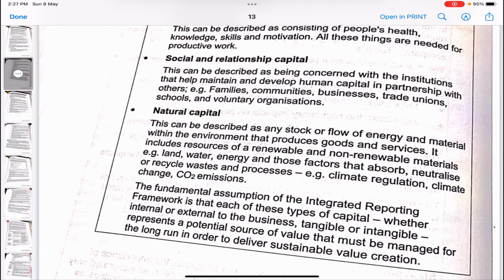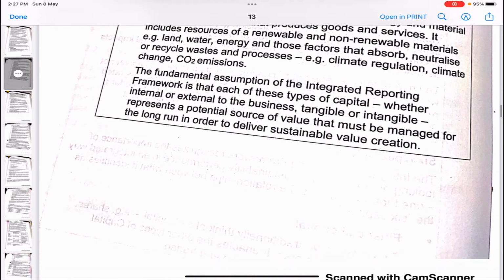Then we have social and relationship capital. So this can be described as being concerned with the institutions that help maintain and develop human capital in partnerships with others: families, communities, business, trade unions, schools, and voluntary organizations. So, social and relationship capital is concerned with the institutions that help to maintain and to develop the capital. Like families, communities, businesses, trade unions, schools, and all of these come under the social and relationship capital.